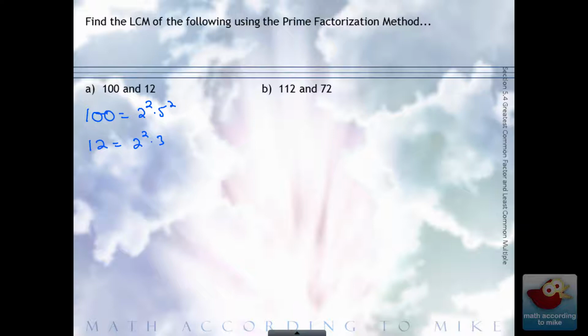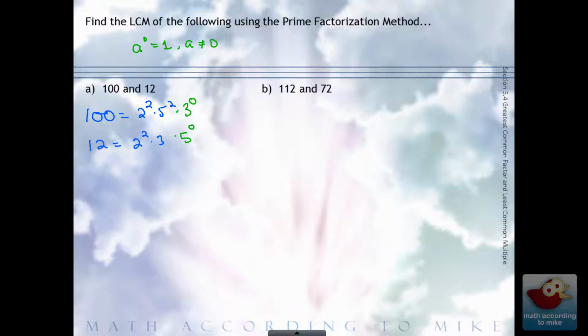The way you do this for both methods to work, the GCF and the LCM, is you fill in what's not there. So for instance, in the list of 100, there's no 3. So you could put a 3 in there, but then you put it to the 0 power because 3 to the 0 is 1. Remember that a to the 0 equals 1 as long as a itself does not equal 0, which we're not going to have. And same for 12, there's no 5. So you can fill in the gap by putting a 5 to the 0 because, again, 5 to the 0 is 1.